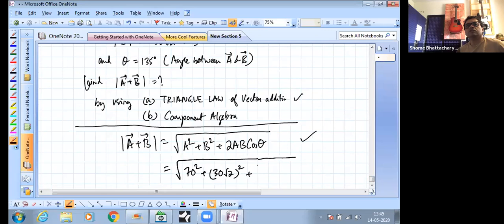Plus 2 times 70 into 30 root 2. Can you substitute? Priyank, check your calculation again. Into cos 135. This is where you have to be very careful. Cos 135 का algebraic sign सही होना चाहिए, otherwise you will get the wrong answer.